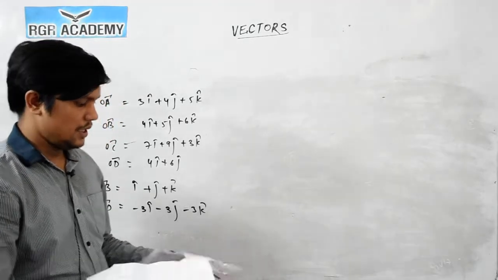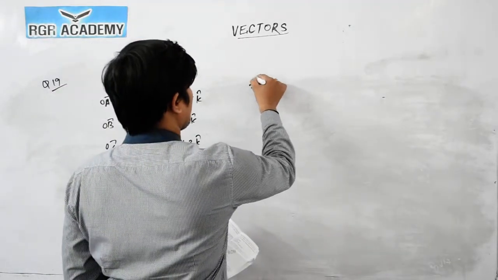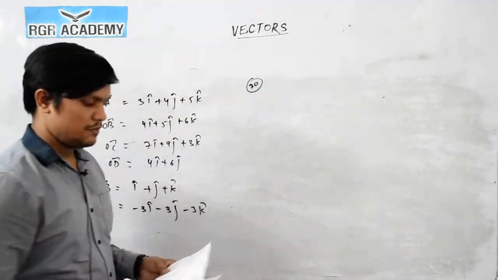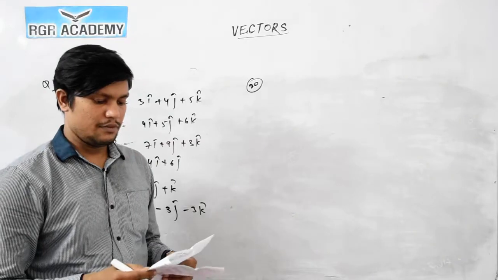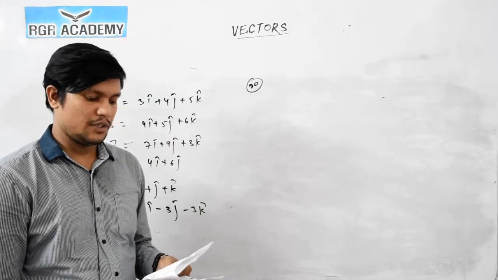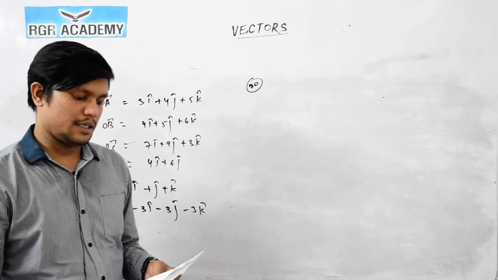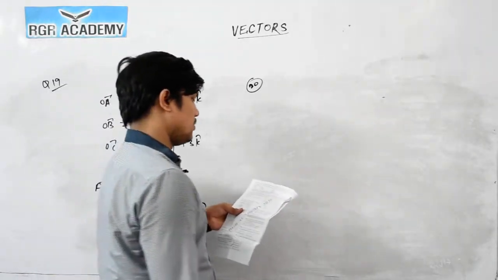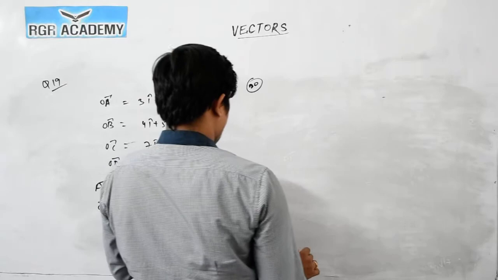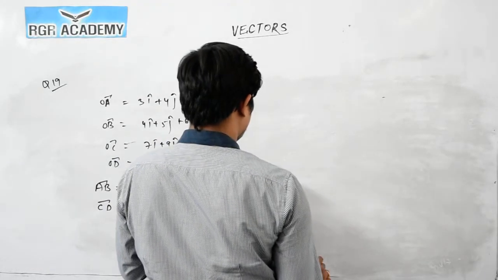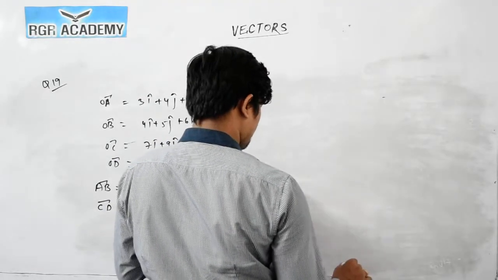In question number 20, a body of mass capital M is moving with a uniform speed on a circular path of radius capital R as shown in the figure. What is the change in the acceleration in going from P1 to P2? So they are asking the change in acceleration in going from P1 to P2.